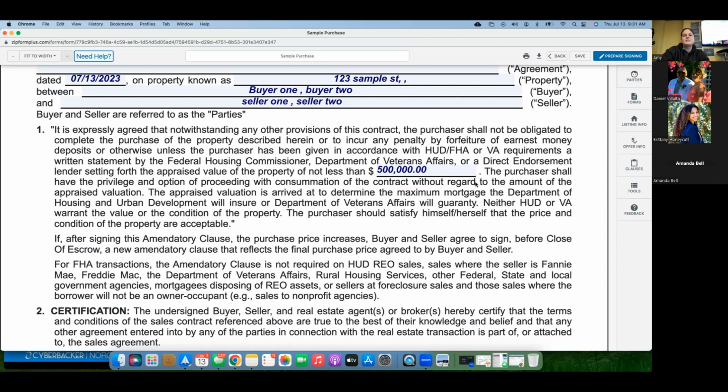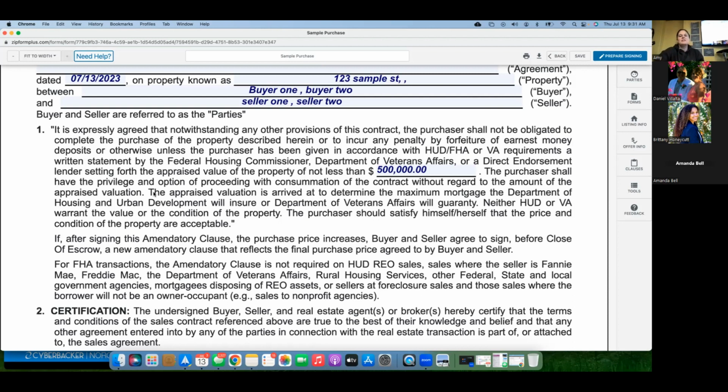Okay, the purchaser shall have the privilege and option of proceeding with consummation of the contract without regard to the amount of the appraised valuation, right? They can choose after the appraisal comes in to move forward. That's totally up to the buyer, but they always have that appraisal contingency built in with this form.